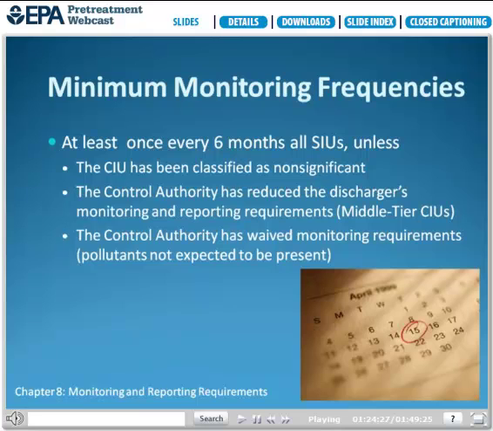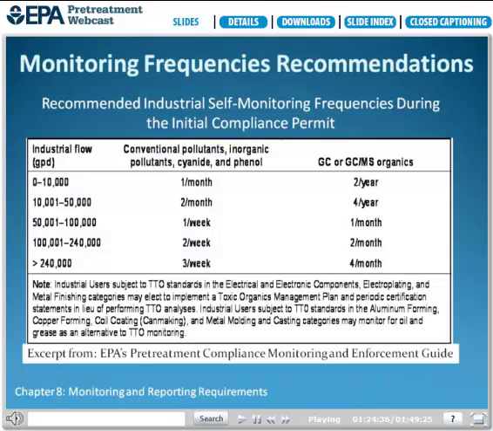The next slide indicates the monitoring frequencies that are recommended by EPA for initial compliance. And this was based on using a 5 MGD plant. If your plant is smaller or larger, you may want to adjust these frequencies. These frequencies are listed as a recommendation and are not a requirement.